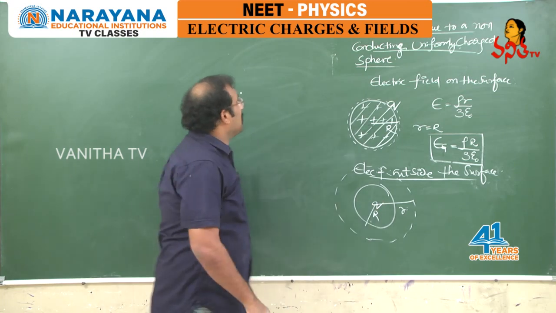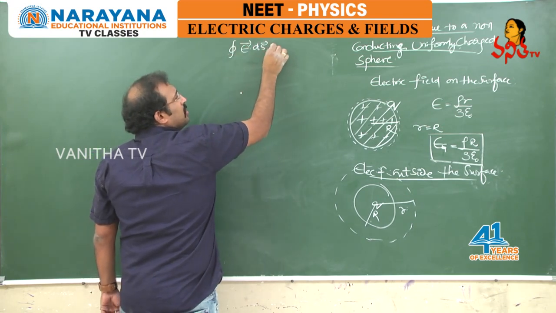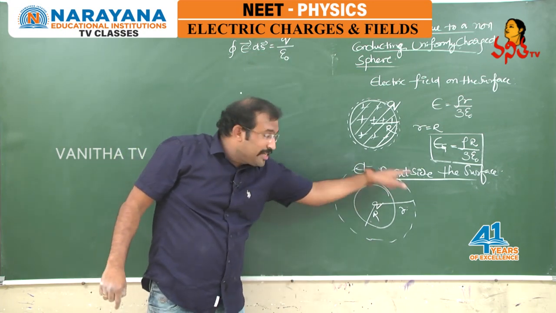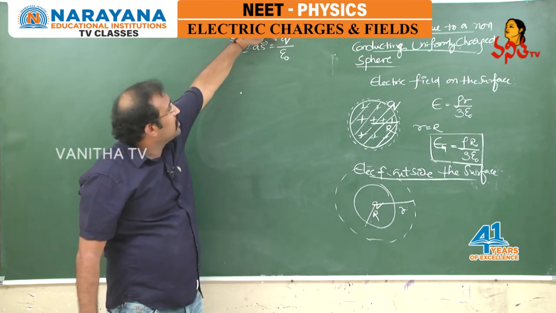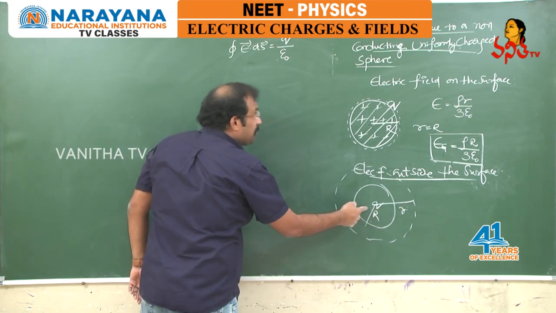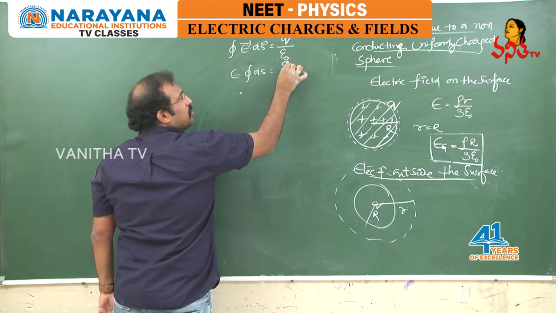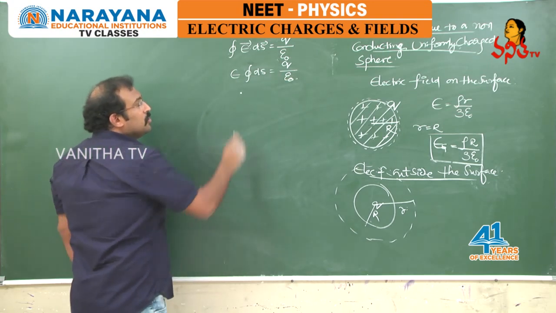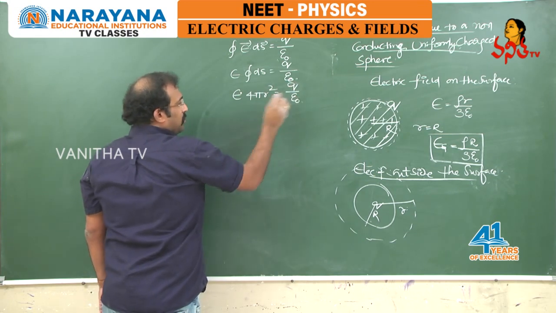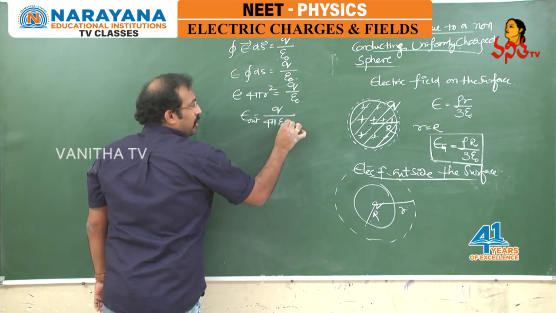Now by applying Gauss law, the closed line integral of E dot dS is equal to the total charge enclosed by epsilon naught. This surface is enclosing the total charge q. At every point at a distance r outside the solid sphere, the electric field remains constant. So E times the closed integral of dS equals q by epsilon naught. So E into 4 pi r square is equal to q by epsilon naught. E outside the surface is q by 4 pi epsilon naught r square.